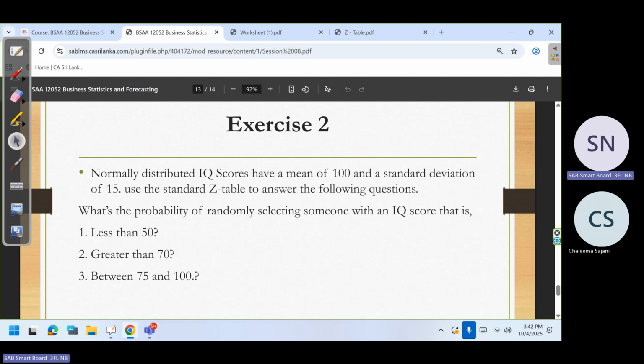How do we convert it? Standard deviation is the positive square root of variance. No? I am asking how we convert standard deviation to the variance.